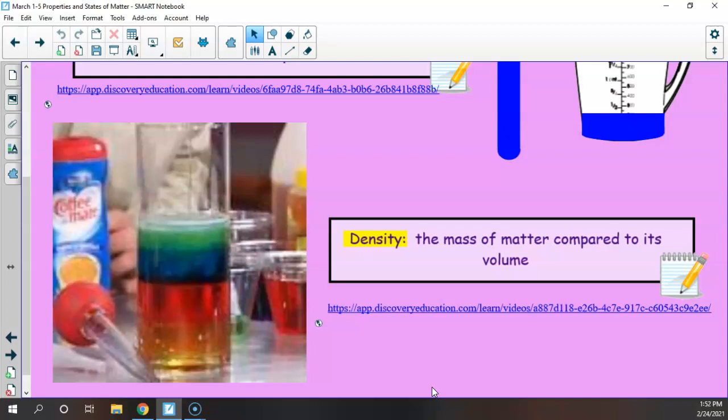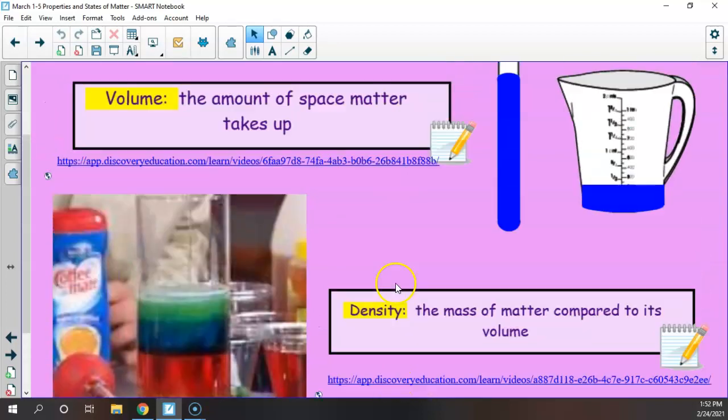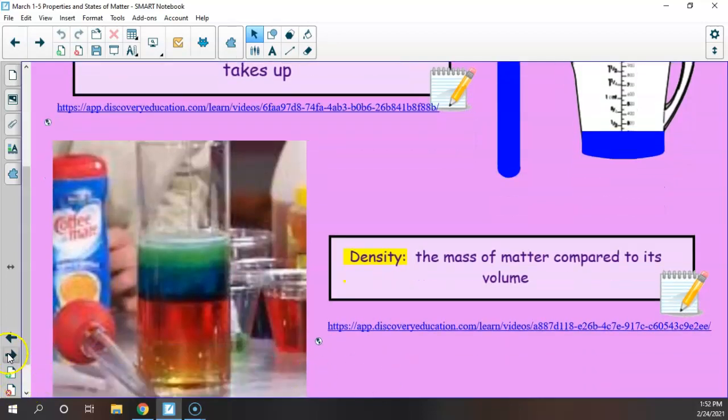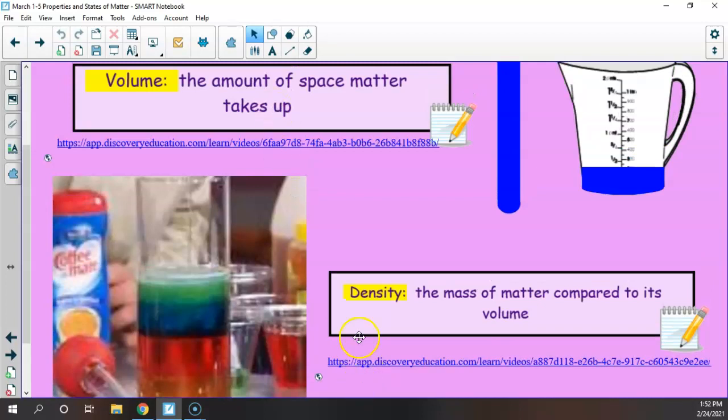And we'll see these in some of these videos that I will attach to this assignment in our Google Classroom. These Discovery Ed ones aren't working for me. So I'll put in some videos for you to watch, which will help explain volume, mass, and density a little bit better. But remember to write down these definitions.